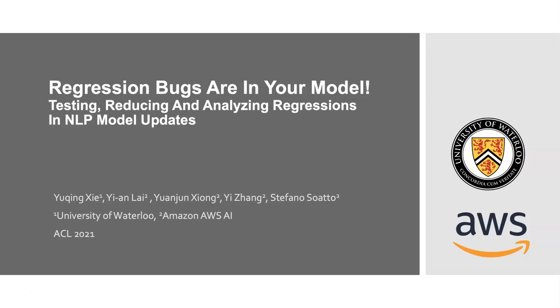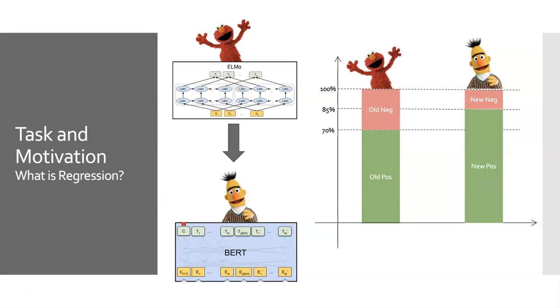The topic is regression bugs are in your model. We introduce the regression concept from software engineering and computer vision to natural language processing. It happens when you update the system to a new version.